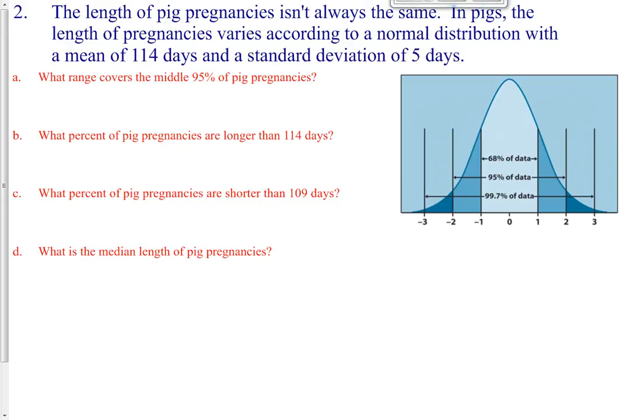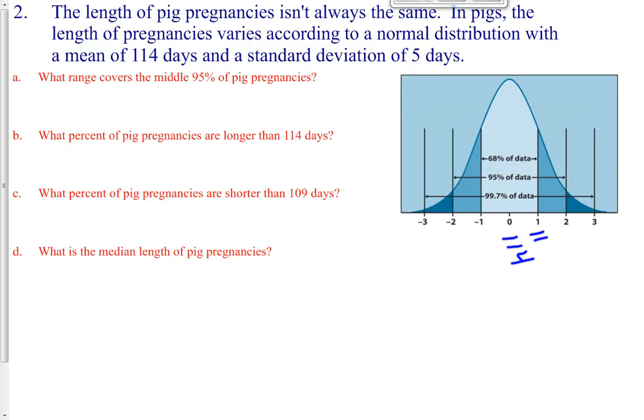Here comes our next example problem. The length of pig pregnancies isn't always the same. In pigs, the length of pregnancies varies according to a normal distribution. So once again, the data is normal. The mean is 114, so at 0 standard deviations, there's the mean. It's at 114. And then the standard deviation is 5 days.